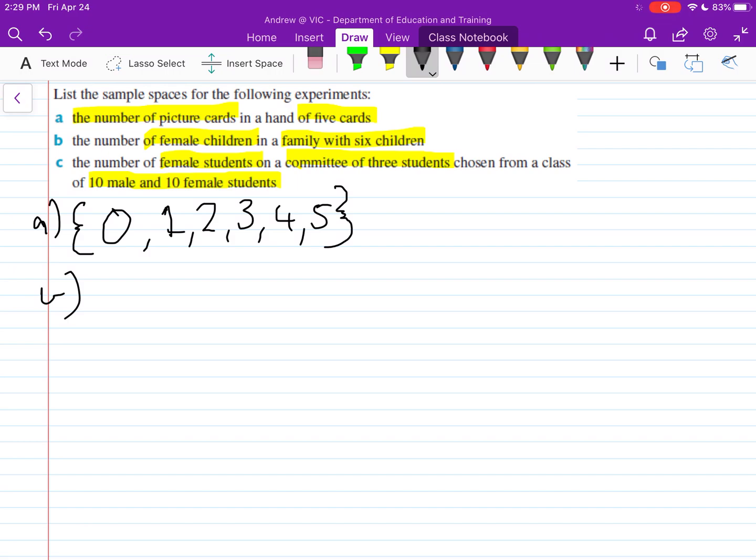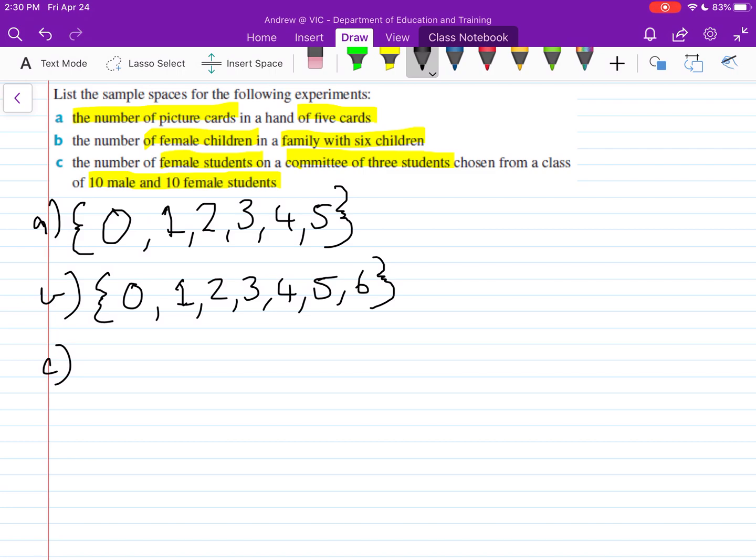So B here, the number of female children in a family with 6 children. So here you could have 0 female children all the way up to 6. So the sample space here is 0, 1, 2, 3, 4, 5, and 6. Okay, so this is our sample spaces here.